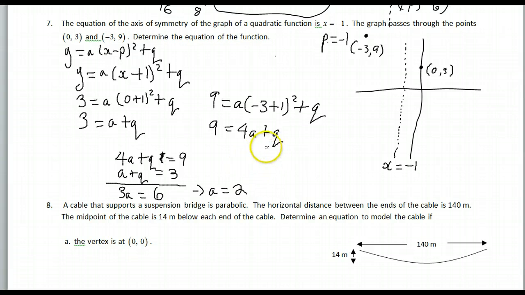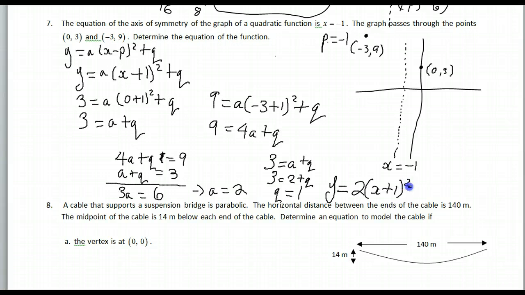Now that we know a, we can go back to one of the other equations. 3 is equal to a plus q. 3 is equal to 2 plus q. So q is equal to 1. We now have the values for a and q, and we also have the value for p. So we get y is equal to a, which is 2, times x plus 1 squared, plus the q value, 1, giving us the equation of this parabola.